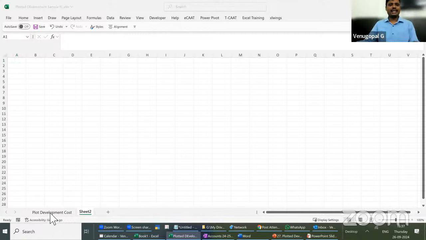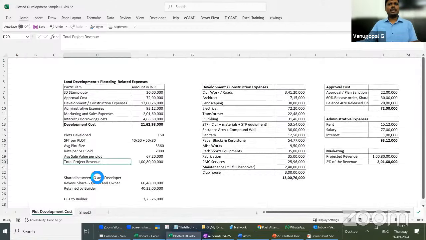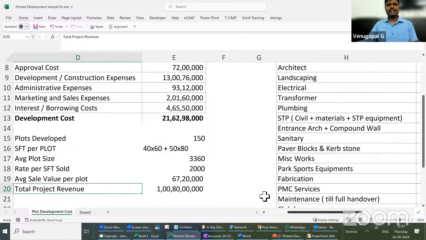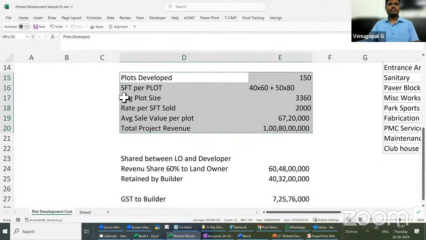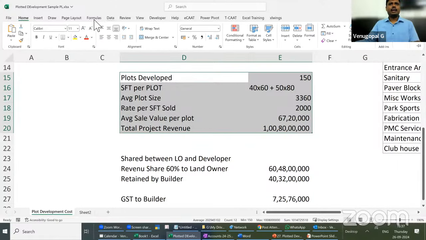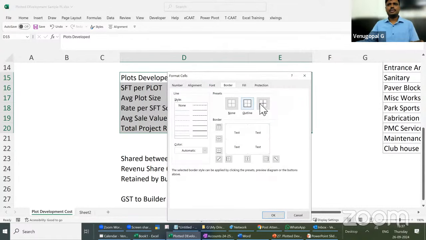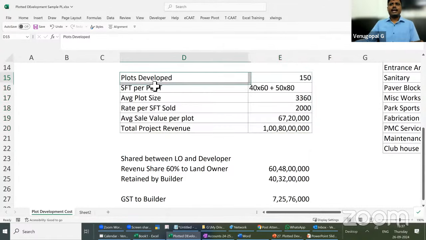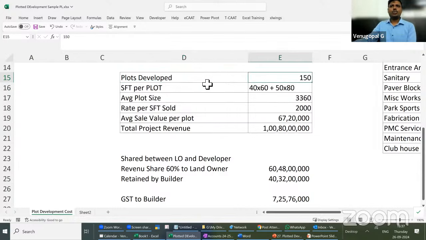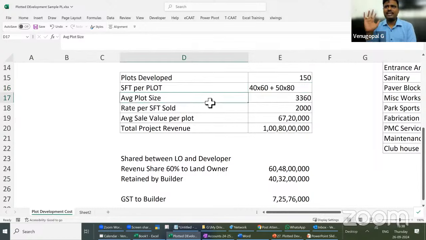Let's get on to understanding this. Now, I have hypothetically prepared some assumptions, some examples. I have taken some numbers, that a land is getting developed into 150 plots. The size of the plot, some are 40 by 60, which is 2,400 square feet, some are 50 by 80, 4,000 square feet. Let's take the average plot that is sold, average is 3,360. The rate per SFT which is sold is 2,000 rupees.